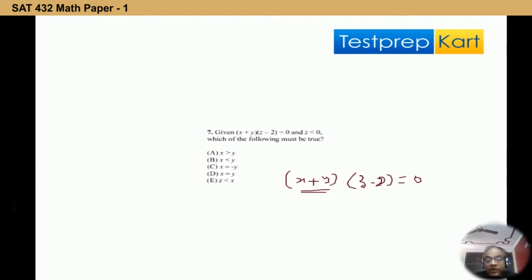Now, as you can see that z is less than 0, so z can't be 2, and therefore x plus y has to be 0. If 2 factors are multiplied with each other, then 1 has to be 0. This can't be 0 because z is less than 0, so x plus y is equal to 0. X plus y is equal to 0 gives me x is equal to negative y. And that is option C.